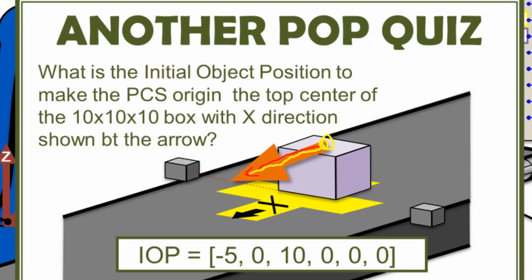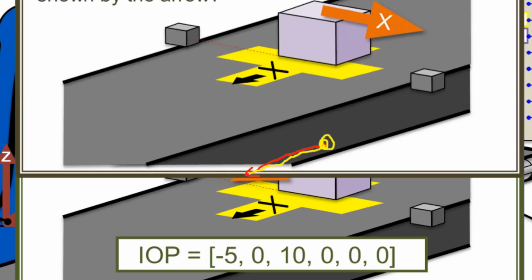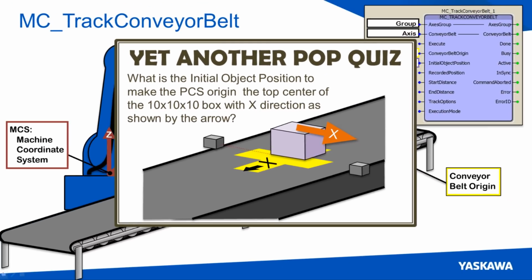This raises a couple different questions, and we're going to have another quiz coming up. How do I know which direction is the positive y and the positive z? That's a question that's perfectly valid to ask. So now we have the same situation, but we want the x to be in a different direction. Now I want the x to be as shown by the arrow on the top of the box. So again, I want the PCS origin to start from the center of the top of the box, but now my x direction has changed. So how would I do that? And again, I'm going to give you just a few minutes to think about it.